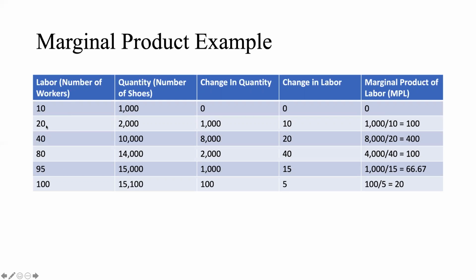So if we did that for the marginal product of labor, moving from 20 to 40, we would get 8,000. So the change in quantity, moving from 2,000 to 10,000, is 8,000, and the change in labor, moving from 20 to 40, is 20. And that would give us 8,000 divided by 20, which is 400.